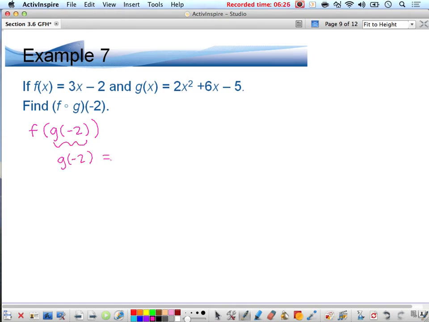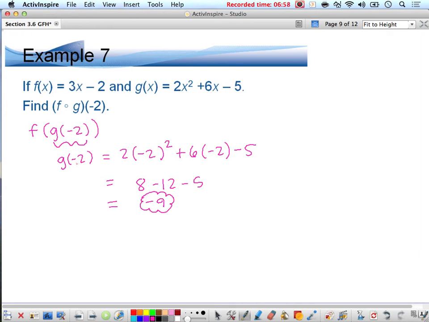And these problems have to be worked from the inside out. So you start on the inside and then work your way outside towards the left. So we put 2 times -2 squared, plus 6 times -2, minus 5. This piece right here becomes 2 times 4, which is 8. This becomes -12 minus 5. And that tallies up to -9. That is not my final answer. That is just g of -2.